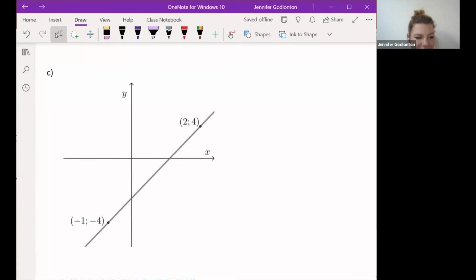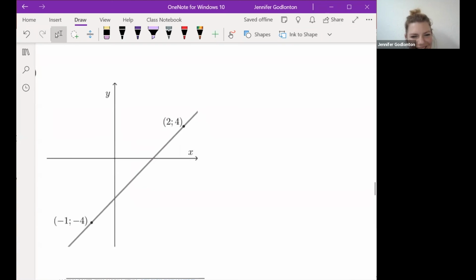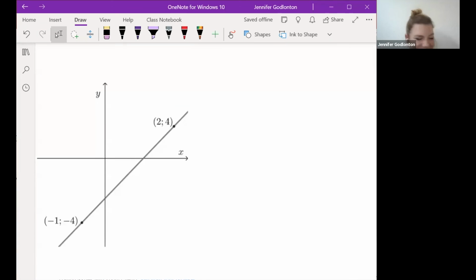Ma'am, I would just like to ask, we're not looking for the y-intercept here, right? Oh, yeah, because we don't have the y-intercept. So we don't know it. So we're going to have to do the method we've just learned. We're going to have to substitute it.